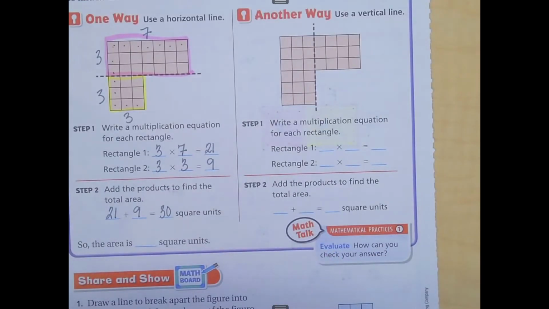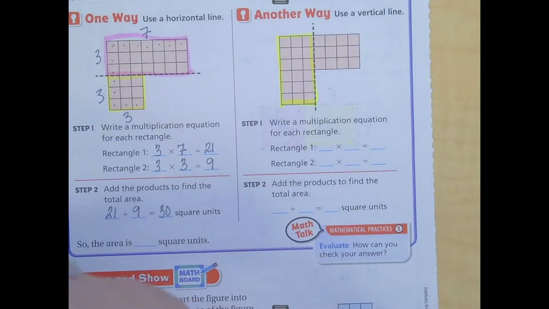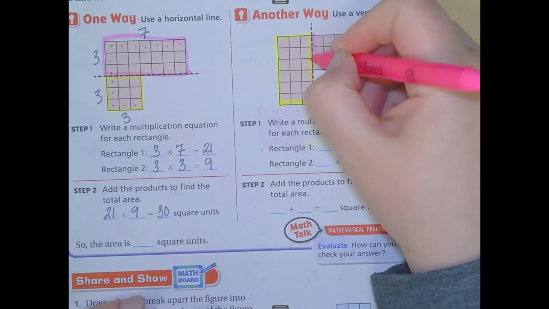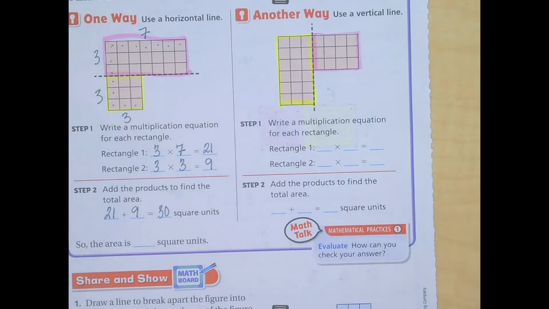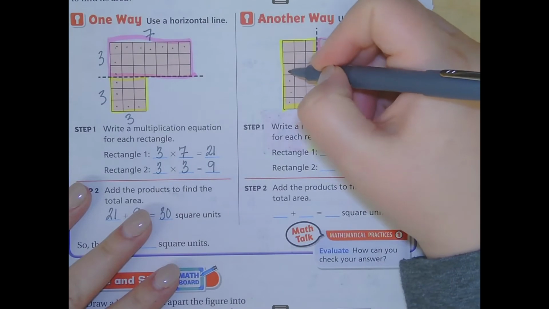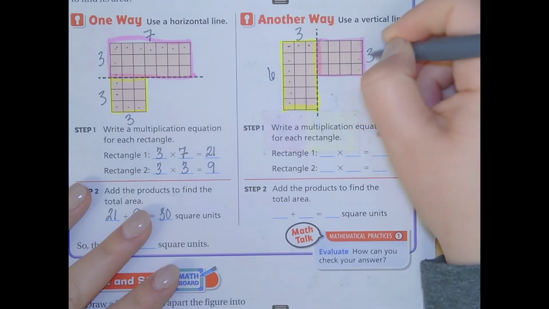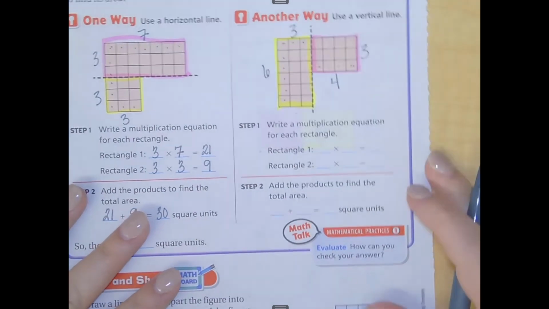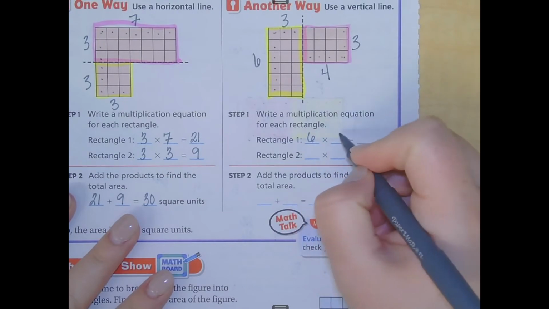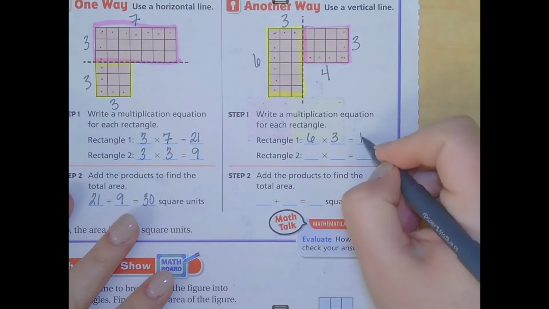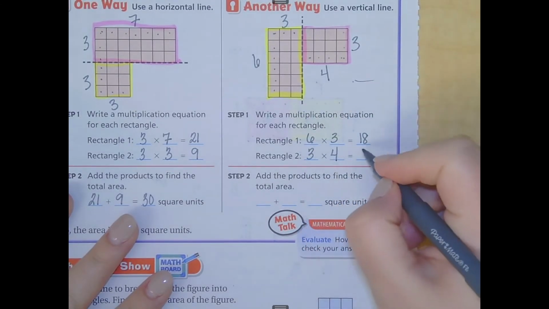Now, let's show the other way and see if we get the same result. So over here, they made this rectangle and this rectangle. So we have two rectangles now instead of one. Let's label them. I've got 1, 2, 3, 4, 5, 6 rows of 3. And I have 1, 2, 3 rows of 4. There's my two rectangles. So in rectangle 1, I have 6 rows of 3, and I know that 6 times 3 is 18. Then on rectangle 2, I have 3 rows of 4, which I know is 12.